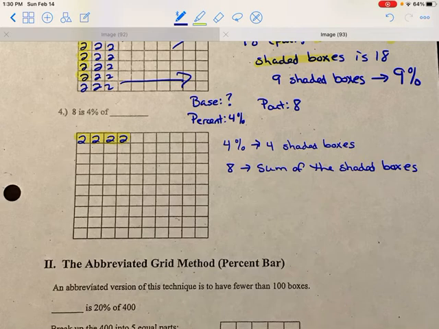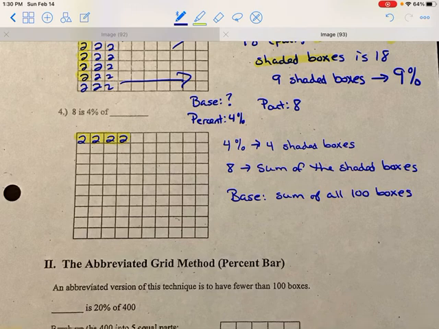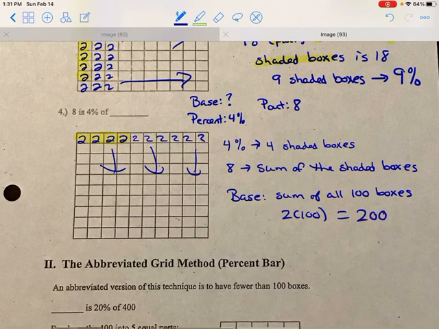The sum is 8. So the base will be the sum of all 100 boxes. So remember, even though we only have these marked, right, they all have 2's in them, all the way down. So 2 times 100 gives me a base of 200. So then I know that 8 is 4% of 200.